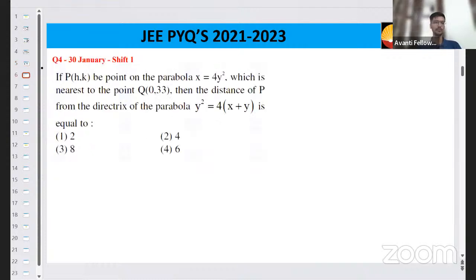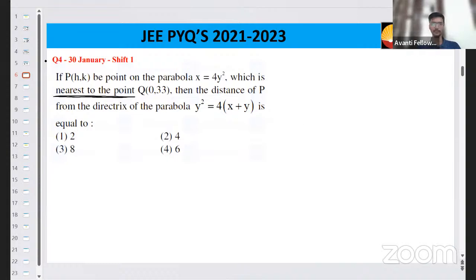Yes, this is from 30th January, shift 1. So if point P be the point on the parabola which is nearest to the point. Now see this. Nearest to the point means that PQ, that means Q lies on the normal.